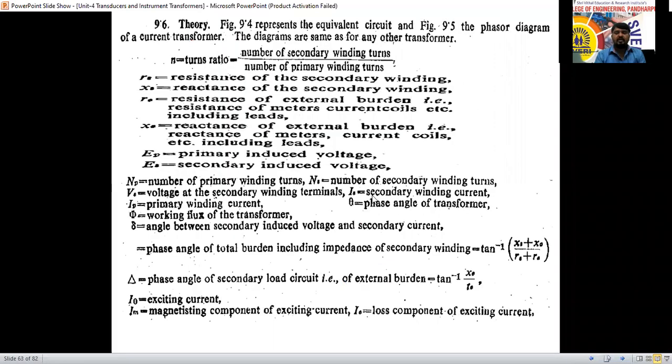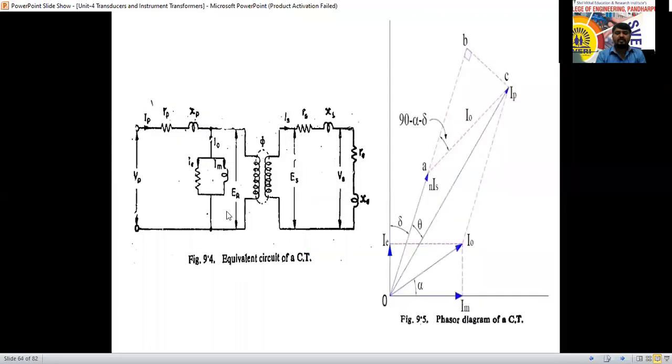This is the derivation for the current transformer we are going to consider. This is the equivalent circuit we have used: the resistance and reactance of the primary winding and secondary winding, and the excitation branch. RP, RS, RE are the primary resistance, secondary resistance, and excitation resistance. Similarly, secondary reactance, excitation reactance, and primary reactance. We have written that here.